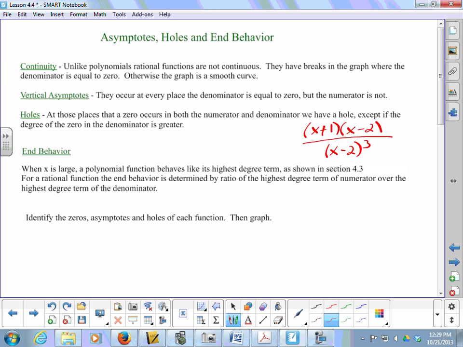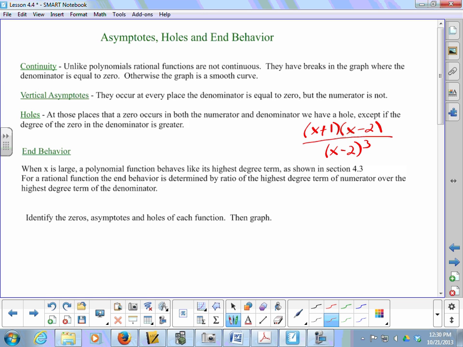End behavior. And the end behavior is a couple different things. It could be a horizontal asymptote, or it could be what's called an oblique or parabolic asymptote. Depends on the situation you're in. So when x is very, very large or very, very small, a polynomial function behaves like its highest degree term. Remember we talked about that with end behavior, right? If it's a third degree, one end is going to go up and the other end is going to go down. If it's an even degree, they're both either going to go up or go down.